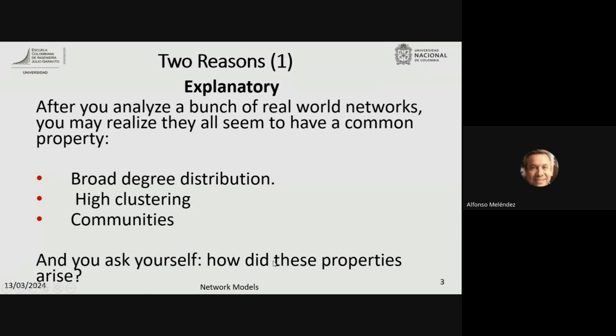This is important. How do the properties of a network arise? How can you explain that social networks have communities? How can you explain that biological networks have short shortest paths? And trying to find an explanation, they proposed these models.